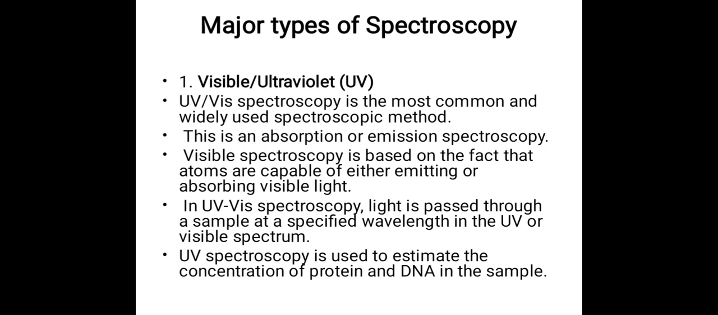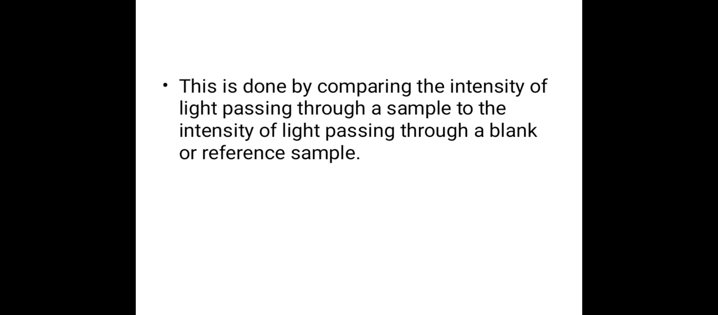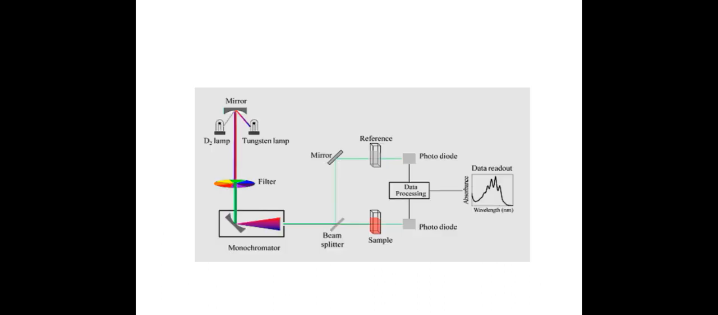UV spectroscopy is used to estimate the concentration of protein and DNA in a sample. This is done by comparing the intensity of light passing through a sample to the intensity of light passing through a blank or reference sample.